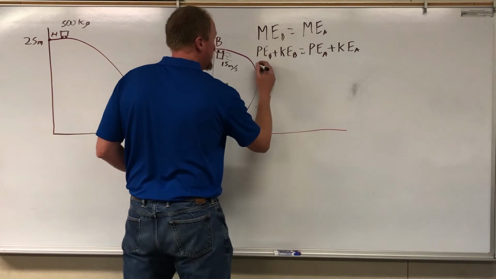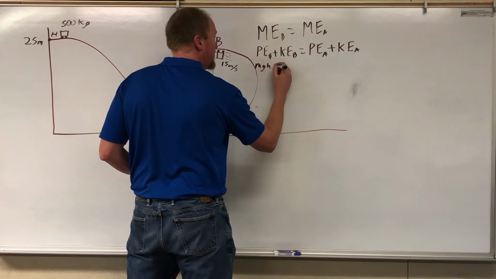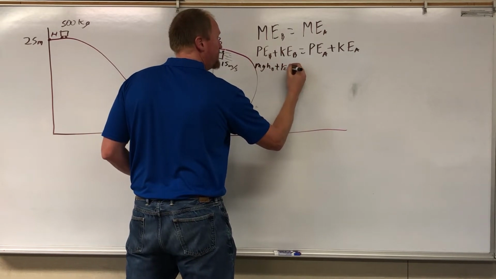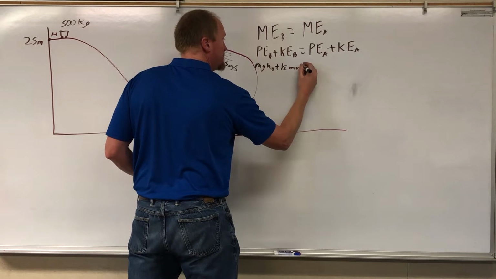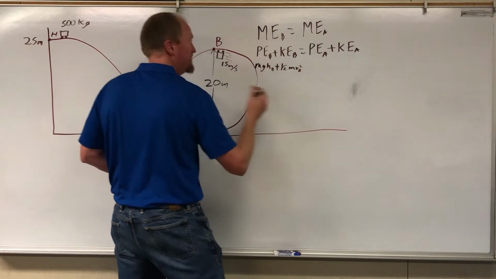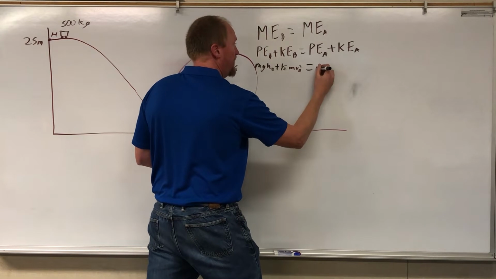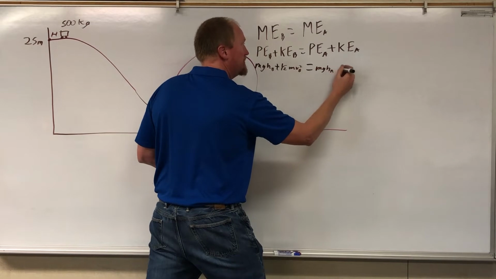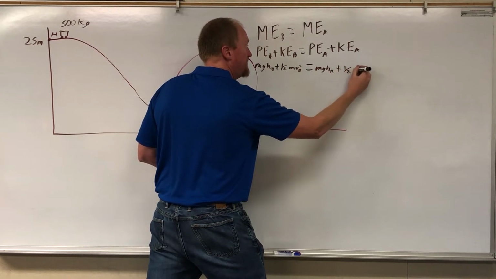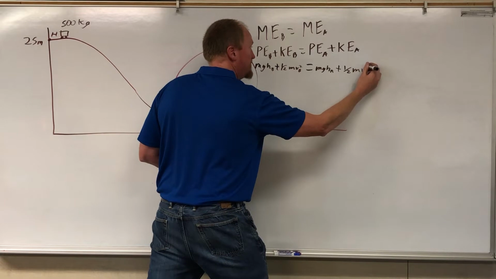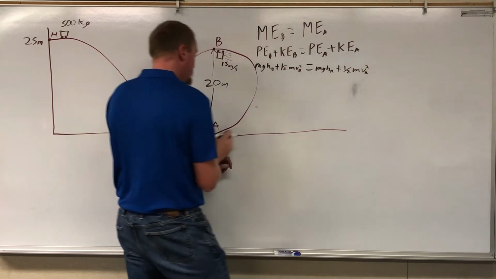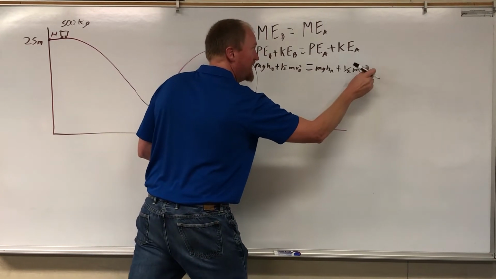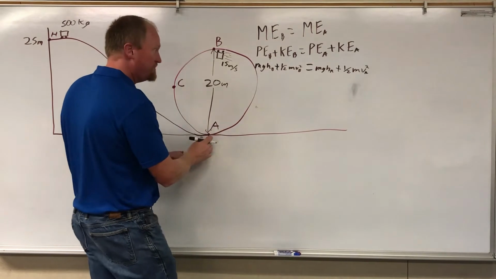So the potential energy is mgh, the height of B, plus 1/2 mv squared. The velocity at B is going to equal mgh, the height of A, plus 1/2 mv squared. And this is the velocity at A. So we have everything we need to find VA. VA is what we're trying to find, the velocity at point A.